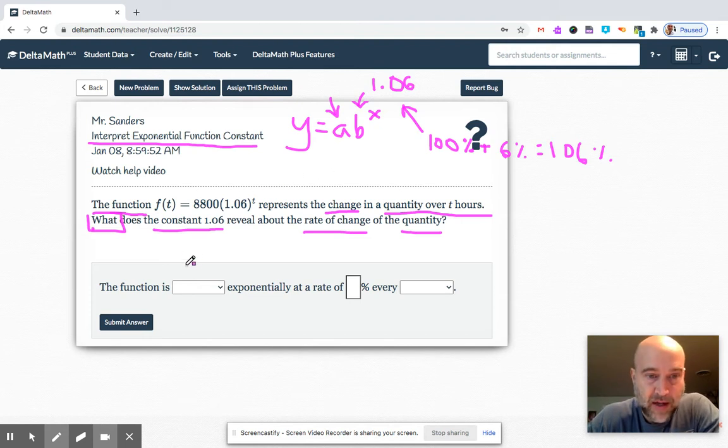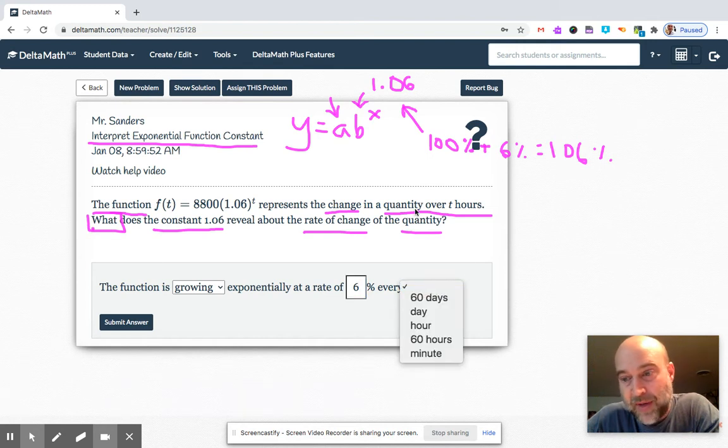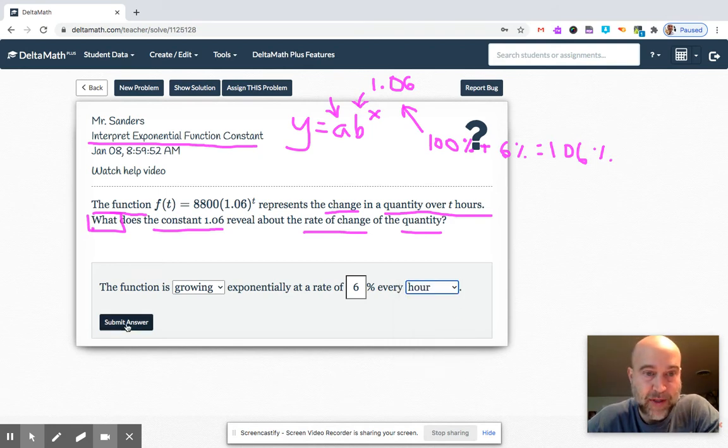All right, let's go ahead and answer it the best we can. That's all we're being asked. Also note the zero value, or the starting value, is 8,800. So this function is growing. It's growing by 6%. It's greater than 1, growing exponentially at a rate of 6%. Notice it's in percentages already. Then we have to look at the original problem. It's in the context of hours, so that's the unit of growth. It's every hour. Let's see how we did.